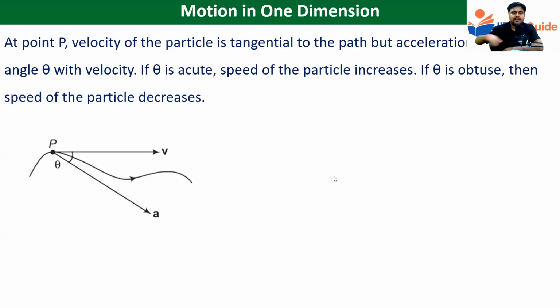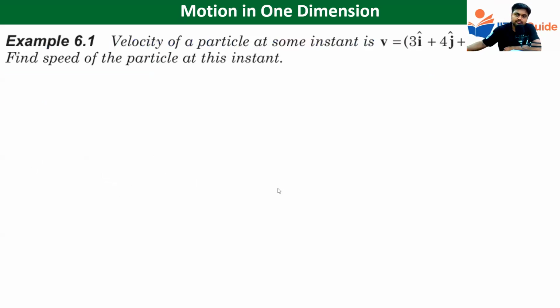Now at point P, the velocity is obviously tangential, but the acceleration is making an angle theta with the velocity. If theta is acute, the magnitude of velocity increases. If theta is obtuse, the magnitude of velocity decreases. And if theta is 90 degrees, then there is no effect on the magnitude of velocity, just the direction changes, as happens in circular motion. Find out quickly.